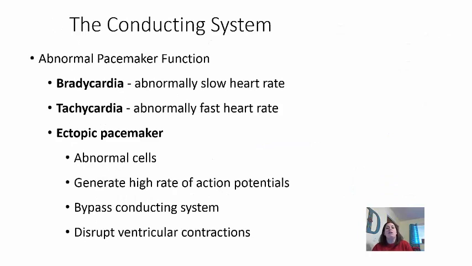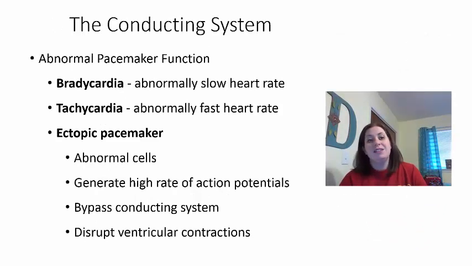So we talked a little bit about the conducting system and abnormal pacemaker function. When your heart rate gets abnormally slow, we call that bradycardia. If it gets too fast, it's called tachycardia. You can also have what we call ectopic pacemakers. These are abnormal cells that generate a high rate of action potentials. They bypass your normal conducting system and they disrupt ventricular contractions.